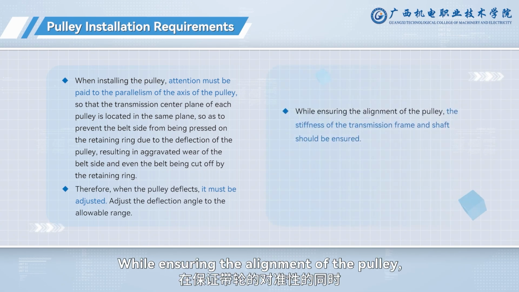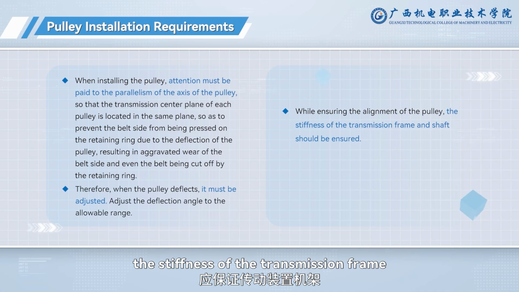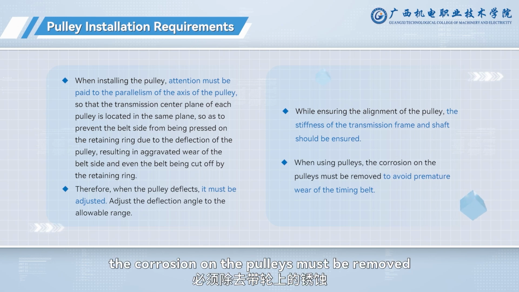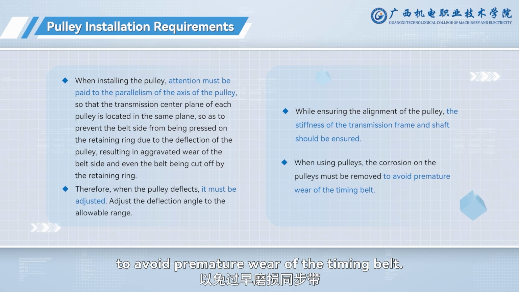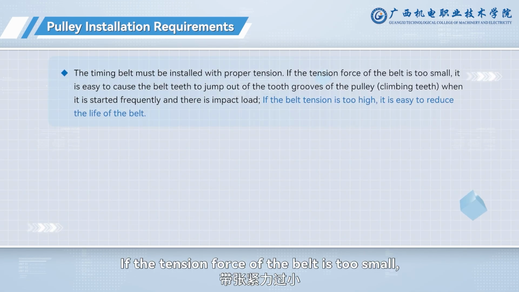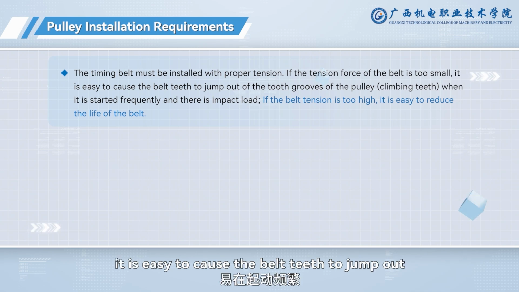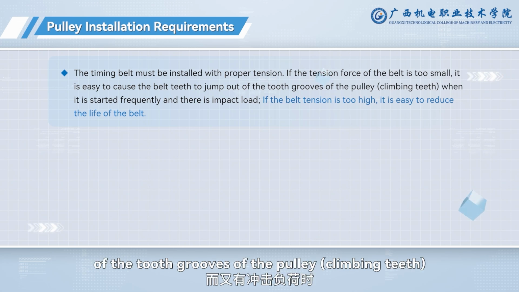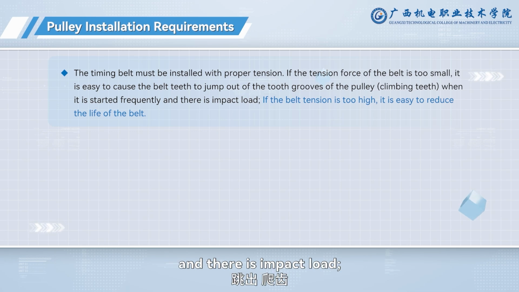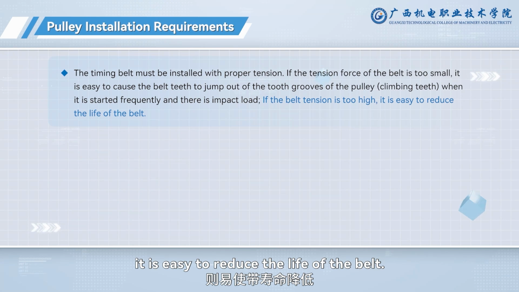While ensuring the alignment of the pulley, the stiffness of the transmission frame and shaft should be ensured. When using pulleys, the corrosion on the pulleys must be removed to avoid premature wear of the timing belt. The timing belt must be installed with proper tension. If the tension force of the belt is too small, it is easy to cause the belt teeth to jump out of the tooth grooves of the pulley, climbing teeth, when it is started frequently, and there is impact load. If the belt tension is too high, it is easy to reduce the life of the belt.